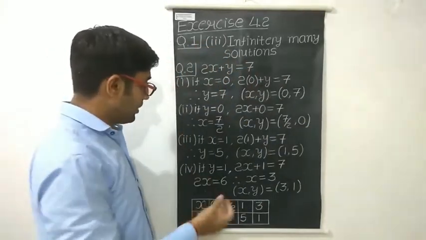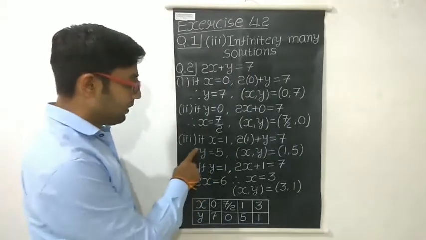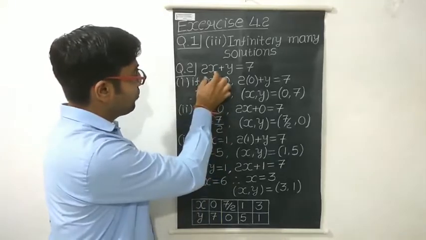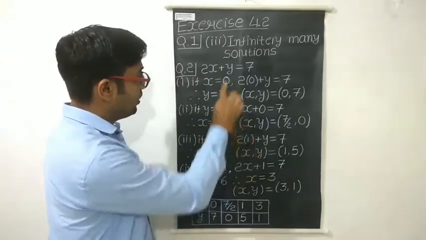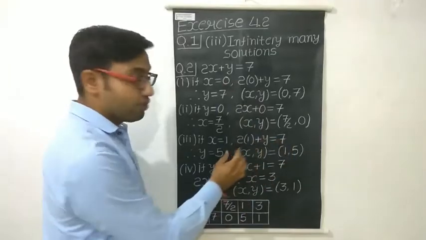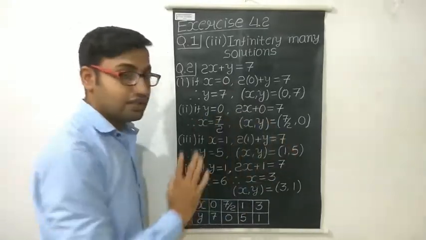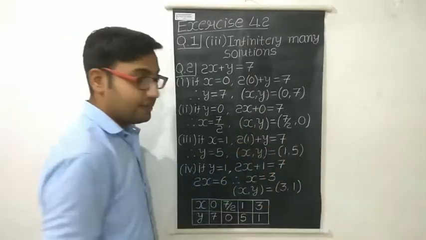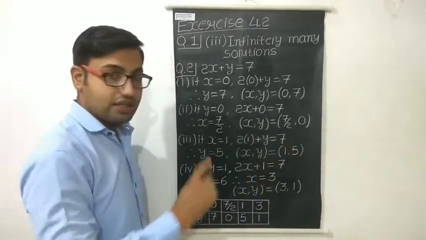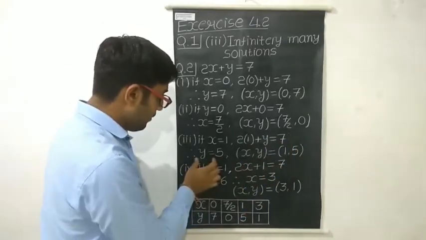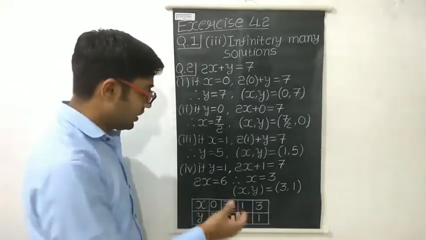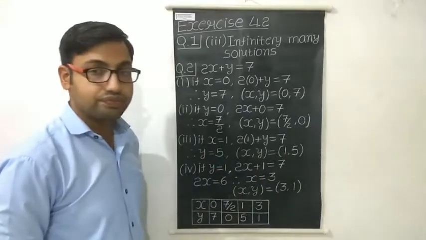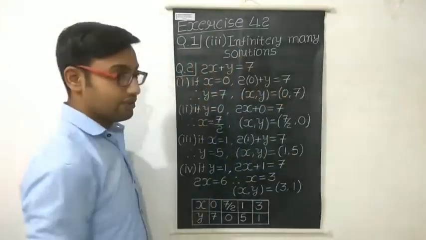Right? Let us get the third solution. What will happen if we take x equal to 1? Whenever x is equal to 1, we have to put 1 here. So 2 into 1 plus y is equal to 7. So 2 ones are 2. 2 plus y is equal to 7. By taking this 2 to the right hand side, it will be subtracted from the 7. 7 minus 2 is 5. So the value of y we get is 5. So here we get one more solution. x is equal to 1, y is equal to 5. So this is the third solution of this linear equation.